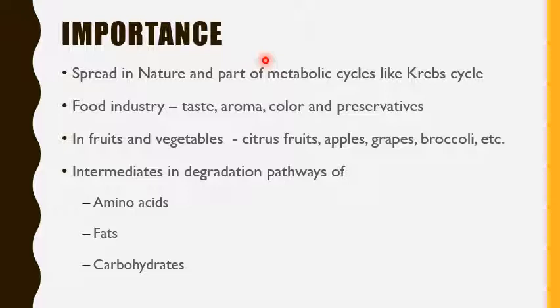Here I am trying to give a glimpse of the importance of carboxylic acid in just a few points. They are spread in nature in many ways. They are in leaves, in life cells, and they are also part of metabolic cycles, like the Krebs cycle. I hope you all know the Krebs cycle, which is regarding glucose and everything. So in the Krebs cycle also, carboxylic acids play an important role.